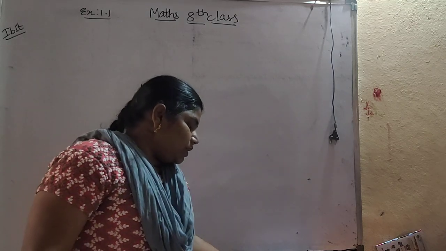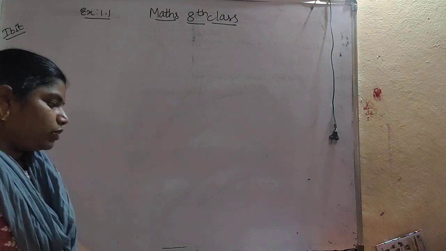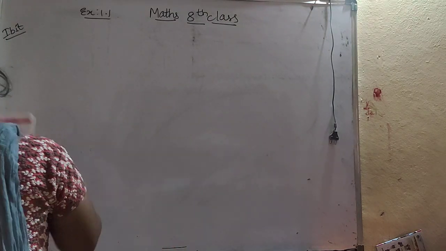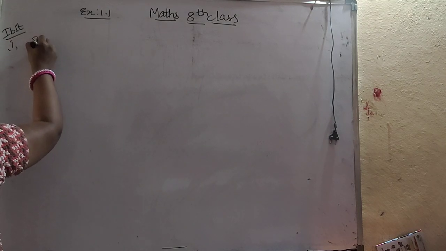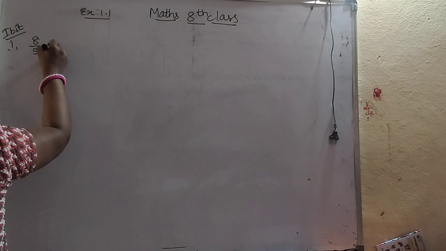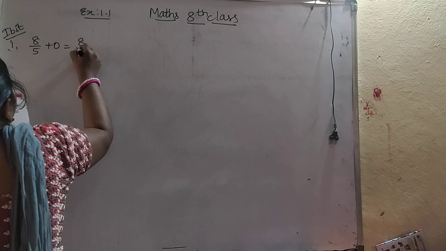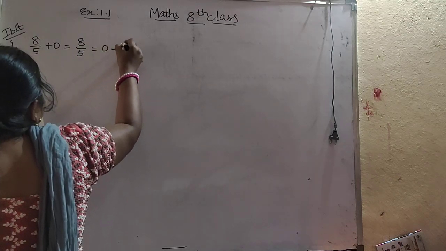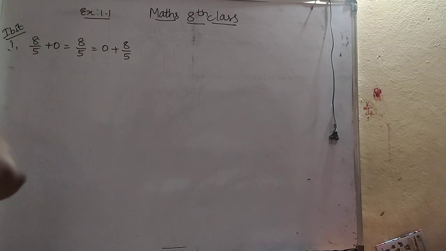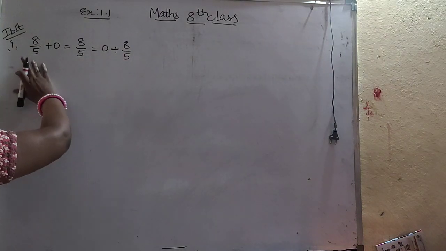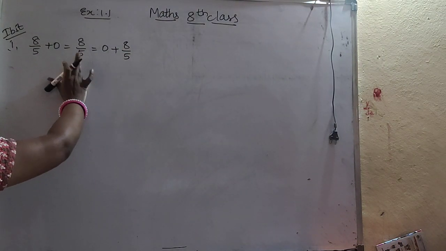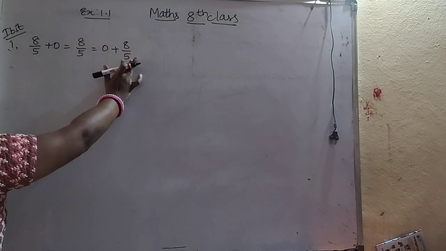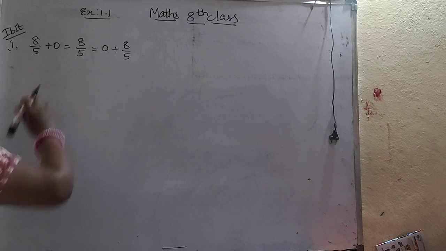So first one is 8 by 5 plus 0 is equals to 8 by 5 is equals to 0 plus 8 by 5. So here 8 by 5 they have added with 0. So the result is 8 by 5. In the same way, this 0 they have added to 8 by 5. Again the result is 8 by 5.